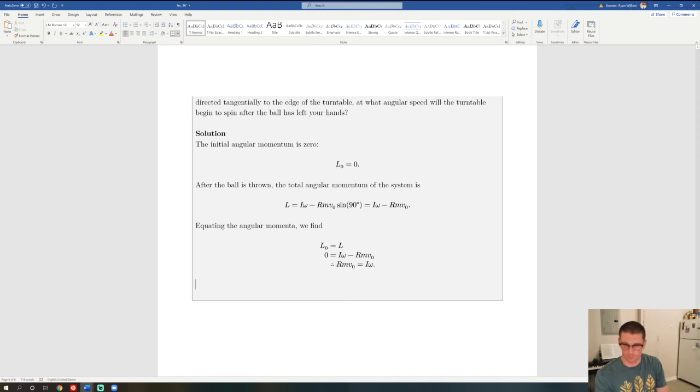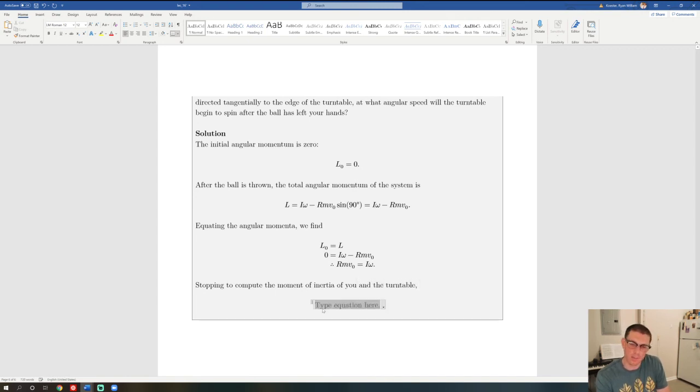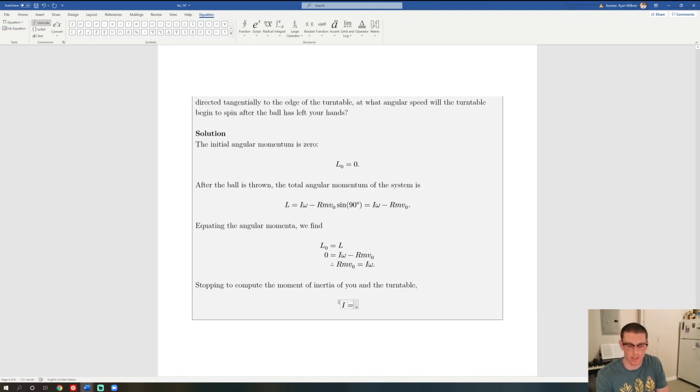So let me say, stopping to compute the moment of inertia of you in the turntable. We can approximate the moment of inertia of the turntable probably as just a disk, right? Because remember what we saw in the video, it was basically just a disk that was suspended a little bit above the floor. So we can just say that the moment of inertia of the turntable was 1/2 big M big R quantity squared.